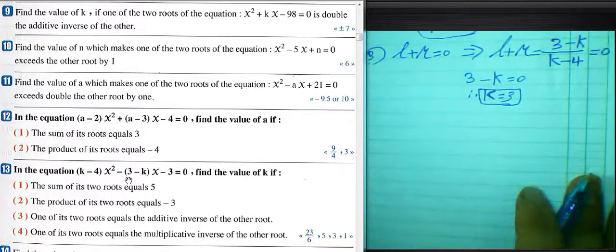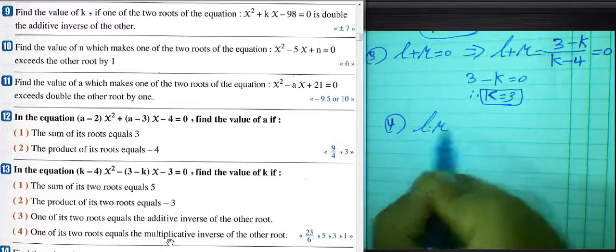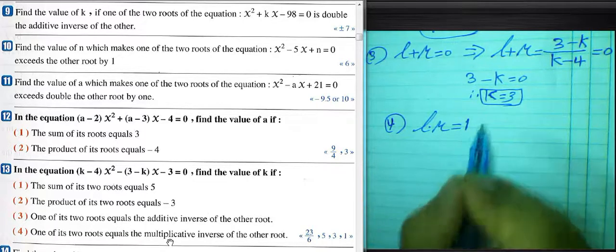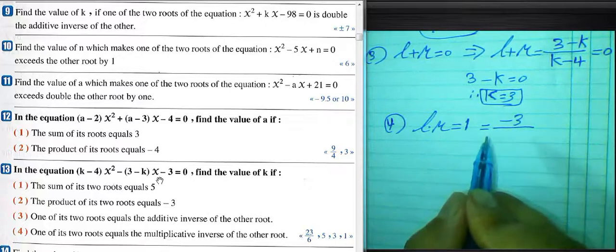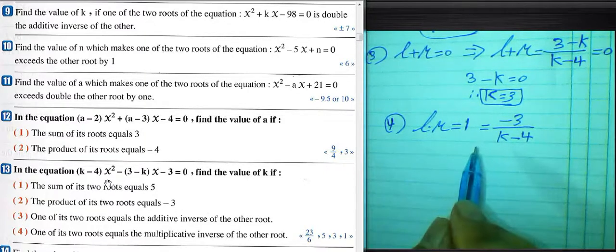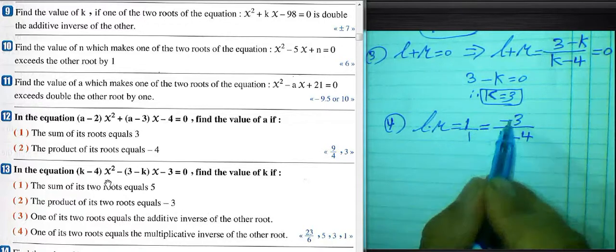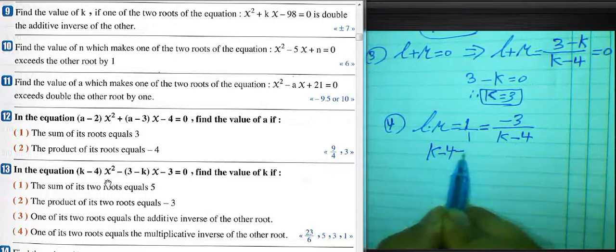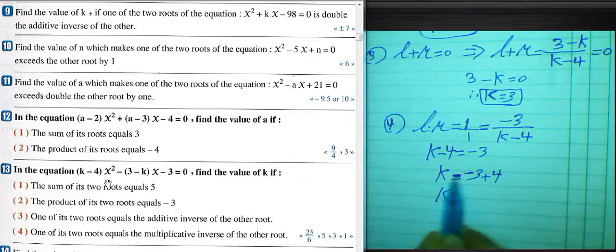Question number 4. One of its roots equals the multiplicative inverse of the other root. Multiplicative inverse means L multiplied by M equals 1. Who can solve it? We can find L multiplied by M by dividing the constant number negative 3 over the coefficient of x power 2, which is k subtract 4. So we can find the result for k. Or we can solve it using the product of means and extremes: k subtract 4 equals negative 3, so k equals negative 3 plus 4, then k equals 1.